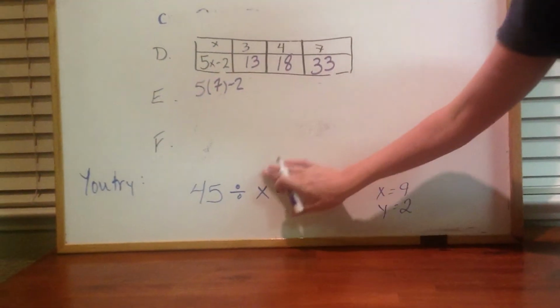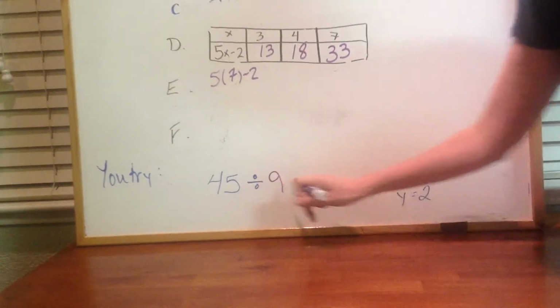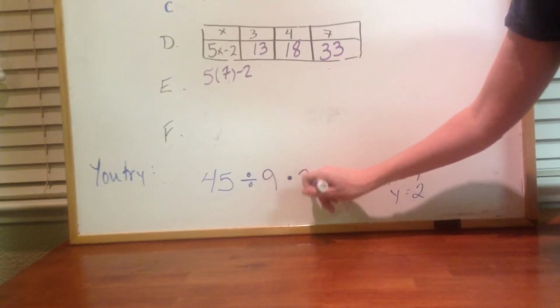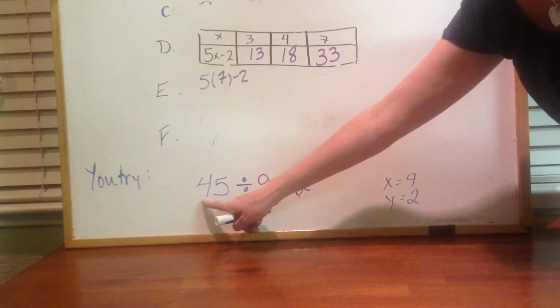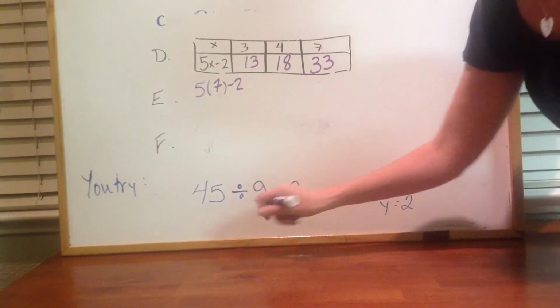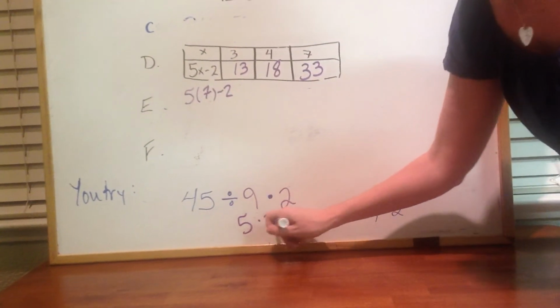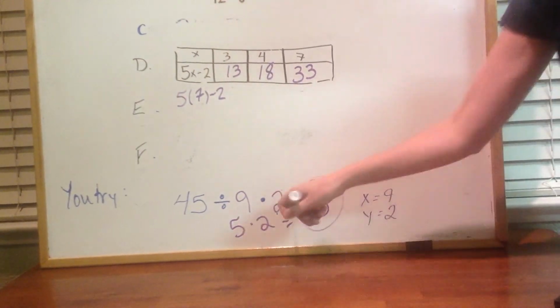Okay, so I'm going to replace my x with 9 and my y with 2. So according to the order of operations, 45 divided by 9 is 5, and 5 times 2 is 10. Did you get 10? Yay!